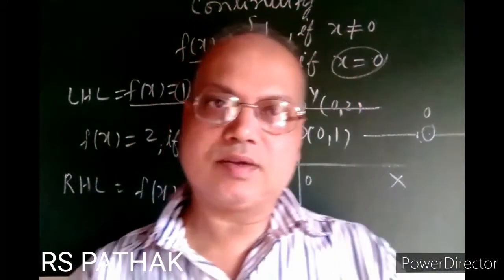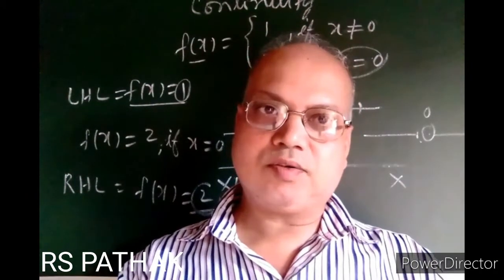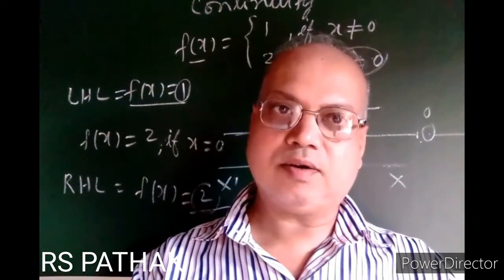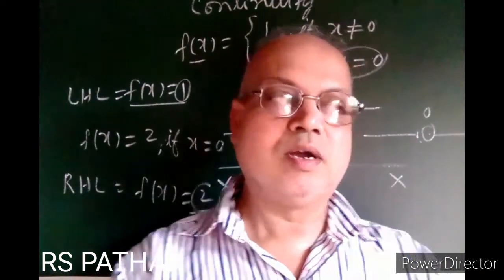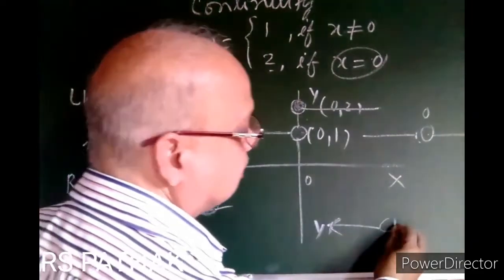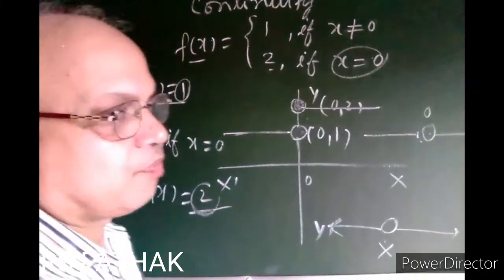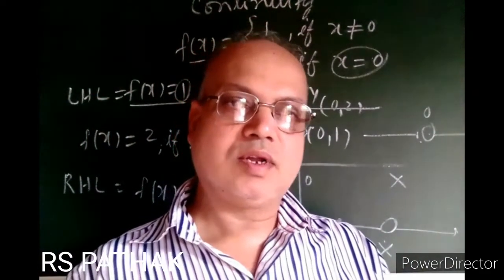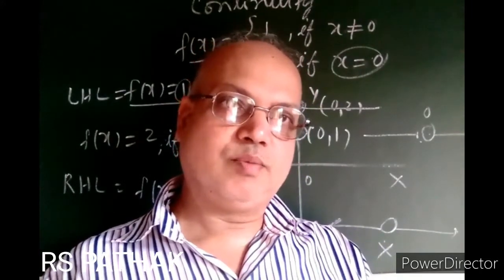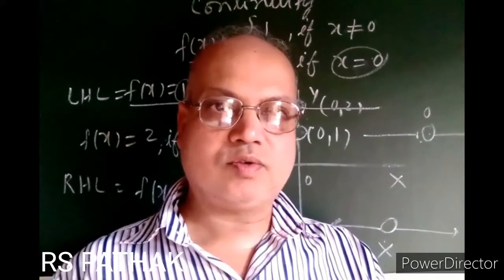But this function is continuous for all the values which are less than 0. This function is continuous for all values which are greater than 0. But this function is not continuous at x equal to 0. Meaning that on the left hand side the function is continuous, on the right hand side the function is continuous, but at x equal to 0 the function is not continuous. Therefore, this function is called a discontinuous function. For a function to be continuous, both the limits should be equal to each other.